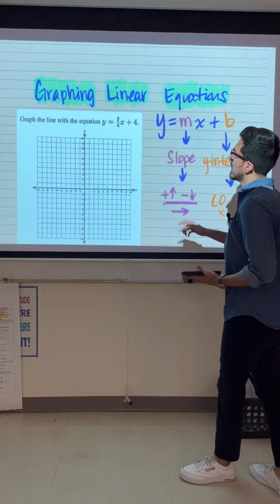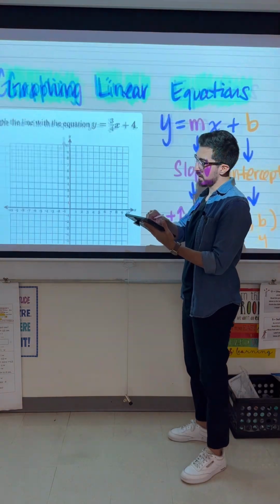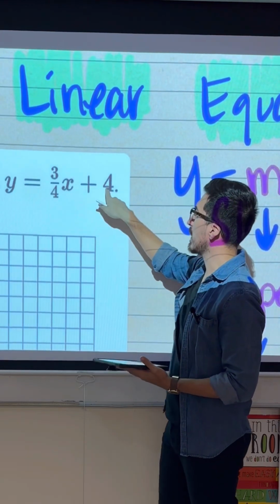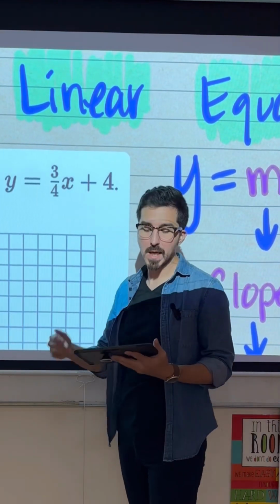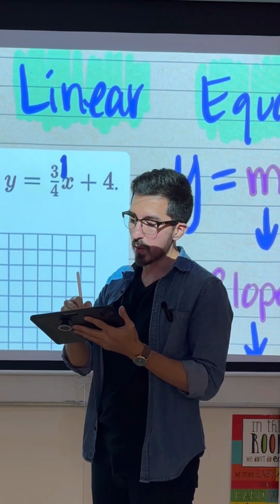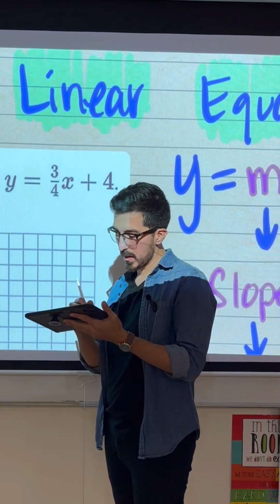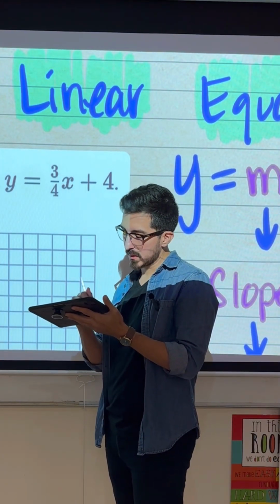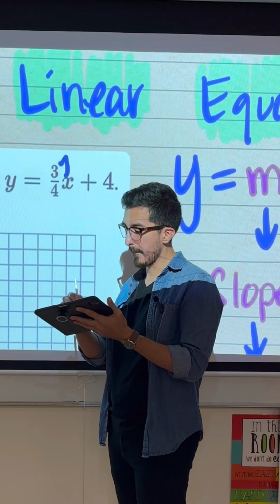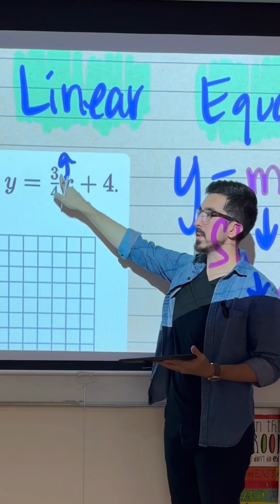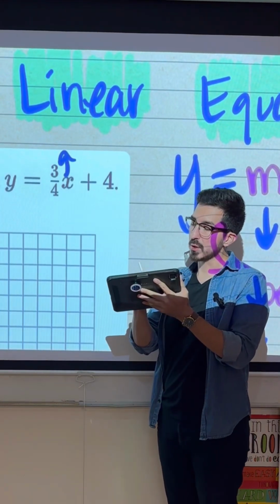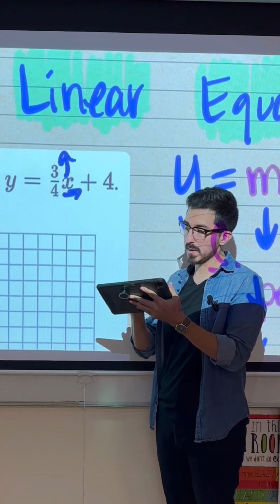Okay, so if I'm looking at this, this is my slope right here. This is my m, this is my b. So when I look at this, it's a positive 3. So what I do next is, that tells me to go up 3 spaces. That's a little chunky. Nothing wrong with it, but let me just change it a little bit. Bam. This means I'm going to go up 3 spaces. This right here means I'm going to go right 4 spaces.